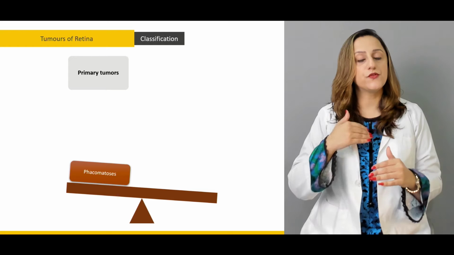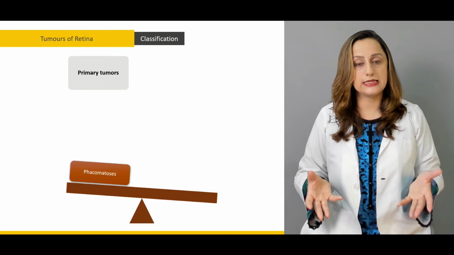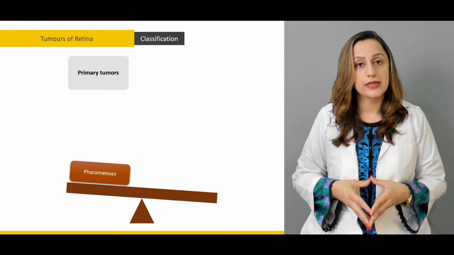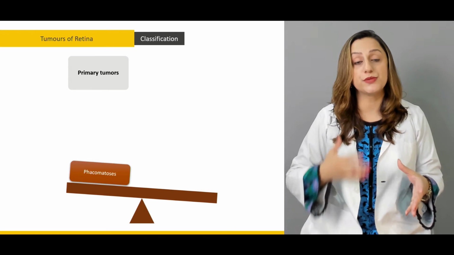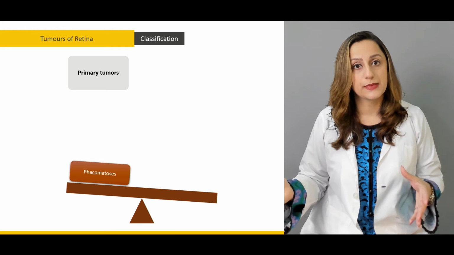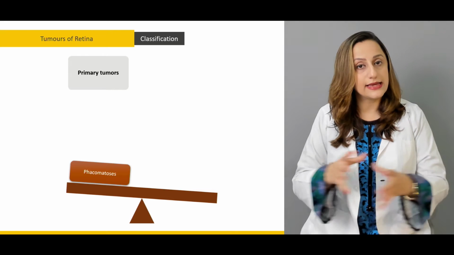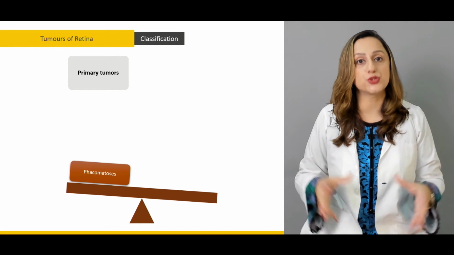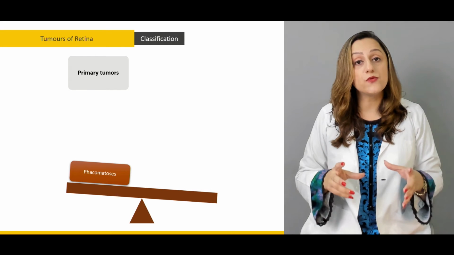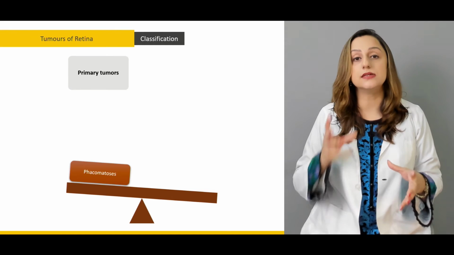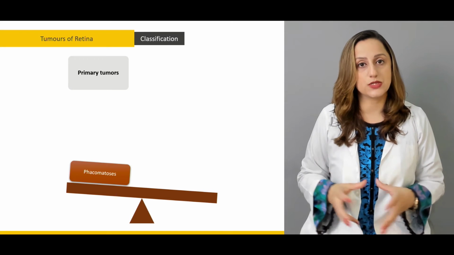We have furthermore classified these primary tumors into phacomatosis, a subgroup of the primary tumors. Phacomatosis can be defined as a neuro-ocular-dermatological condition of the tumors. That means it has three major components: neuro, meaning it involves the central nervous system; then the ophthalmic structures; and thirdly and lastly, the skin of the individual as well.